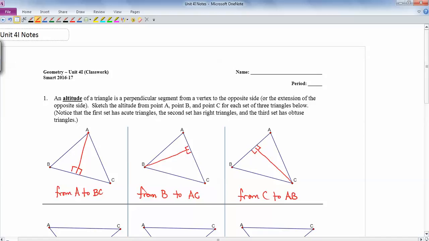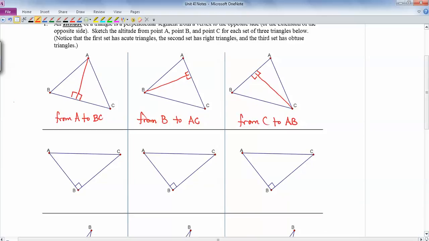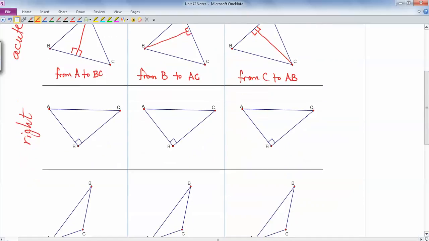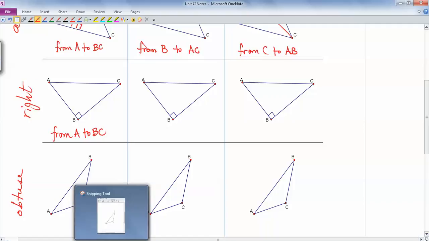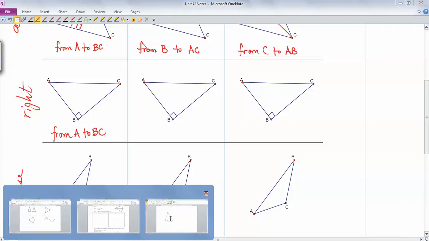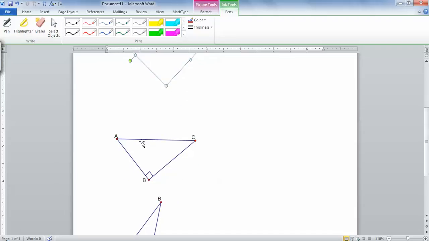Okay, let's take a look at the right triangle version. This one's acute triangles, right? This one will be right triangles. They're all identical triangles, by the way. And then down here will be obtuse. So for right triangles, if I'm going from A to BC, then A is my peak and BC is the ground. So let's come back over here. I've got a right triangle down here, the same right triangle.